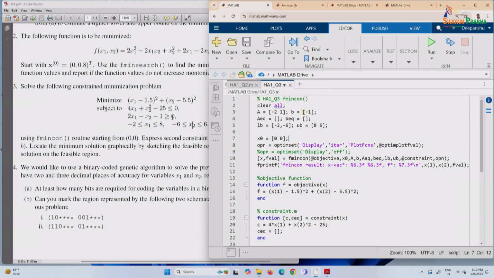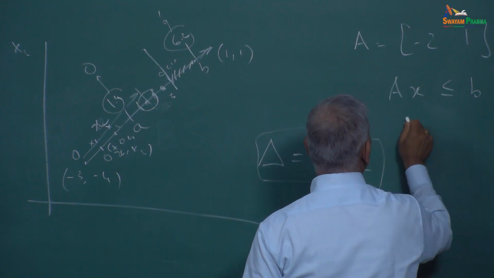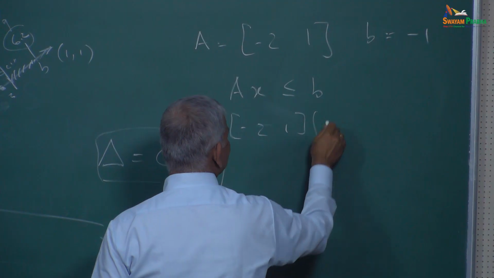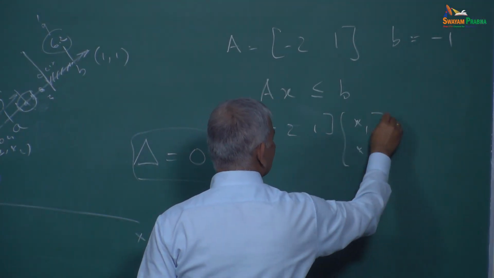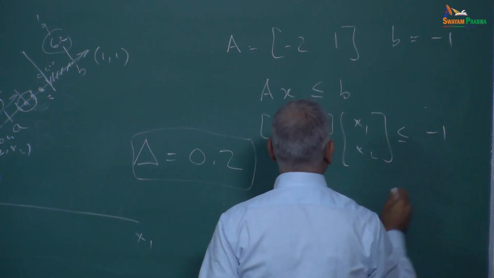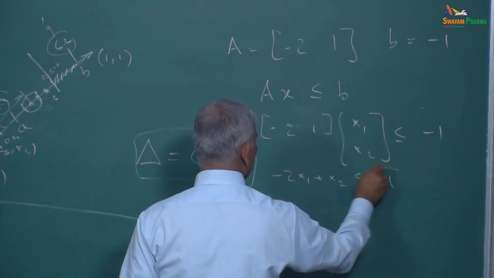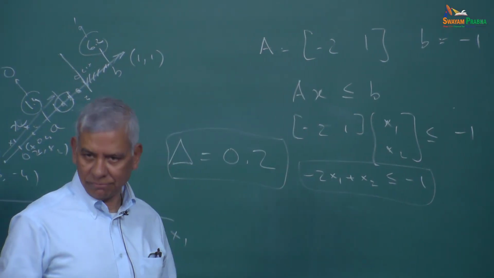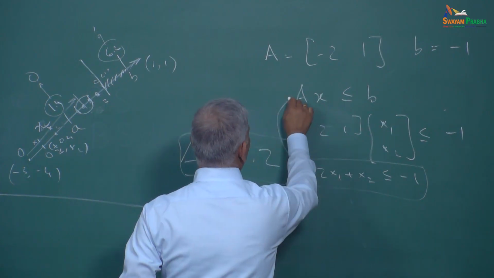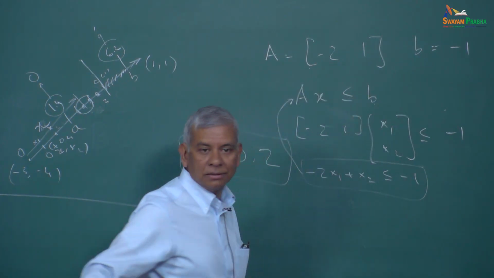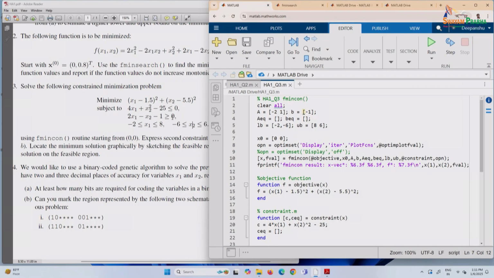Any doubt? Just for those who have some doubt. So my A is -2, 1, and my B is -1, right? MATLAB requires AX less than or equal to B. So let's try that: -2, 1, times X, which is the vector x1, x2, less than or equal to -1. So what is this equal to? -2x1 plus x2 is less than or equal to -1. So this is the inequality I have, and I can represent it like this, where A is this and B is that. Okay? So that's what we've done here.